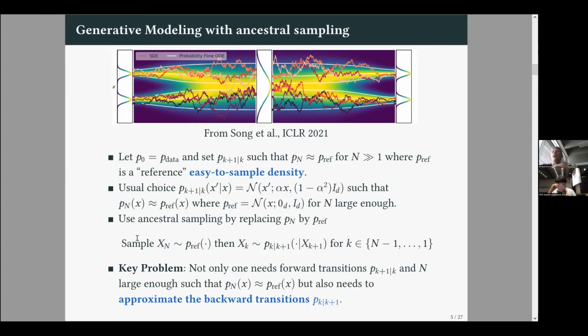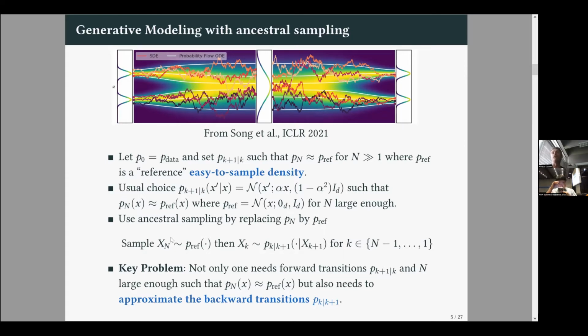We can already do that, because we've built our forward dynamics so that the marginal distribution at time n is roughly a Gaussian. So we replace P_n by a Gaussian noise sample, and then we would like to simulate from this backward Markov transition kernel to get back, at time 0, a sample that looks like a sample from the data distribution.